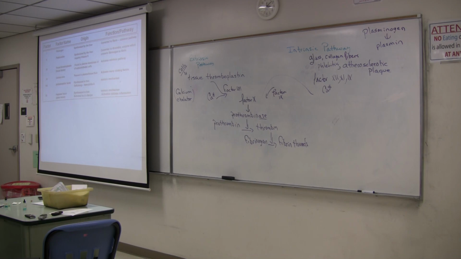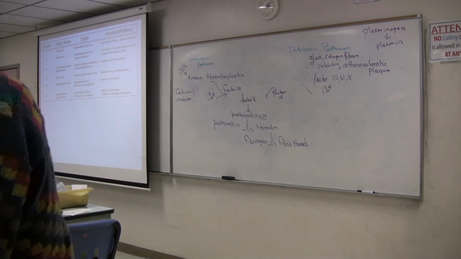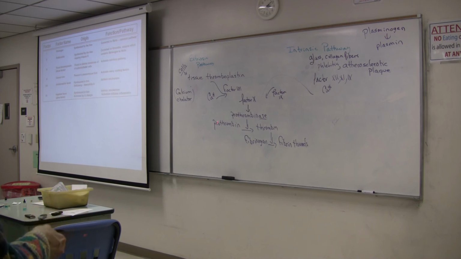So what's the triggering difference between intrinsic and extrinsic? And then from factor 10 down. So basically this and this. And the reason why we need calcium ions.